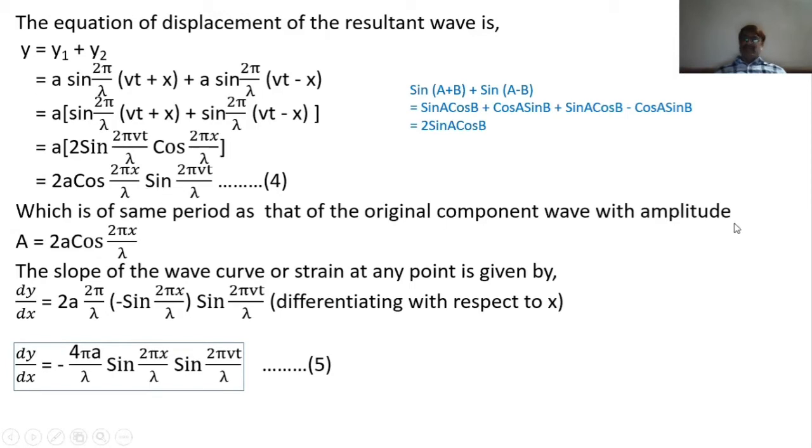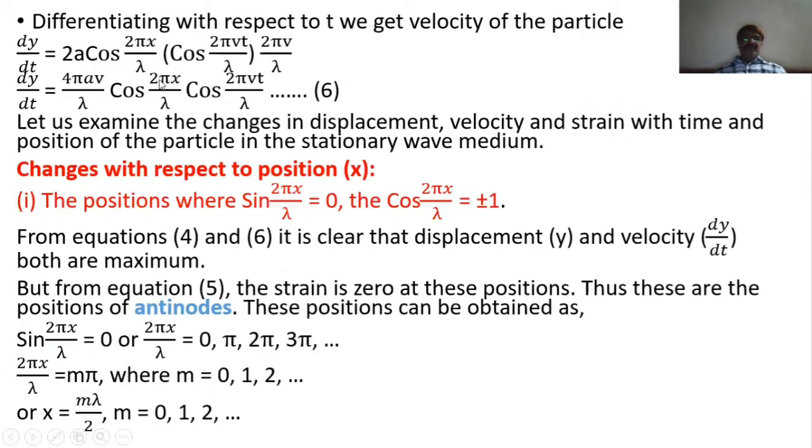Differentiation of sine is cos, so it will be like this: 2a cos 2 pi x by lambda, cos 2 pi vt by lambda, multiplied by the coefficient of t, that is 2 pi v by lambda. So in this way we have 4 pi av by lambda cos 2 pi x by lambda cos 2 pi vt by lambda. So dy by dt, that means velocity. Let us call it equation 6.